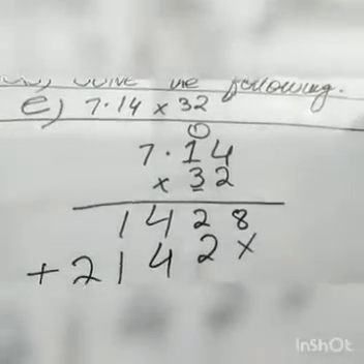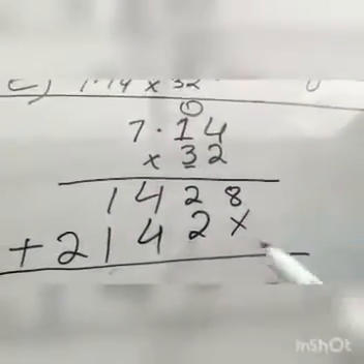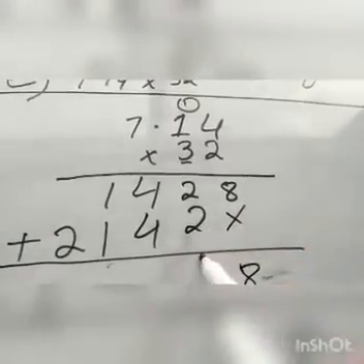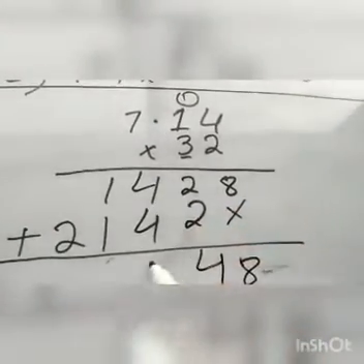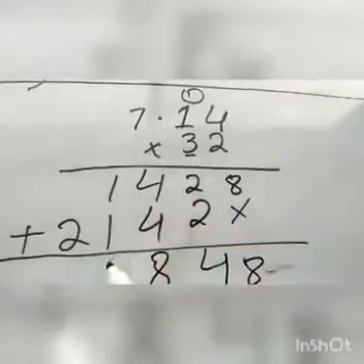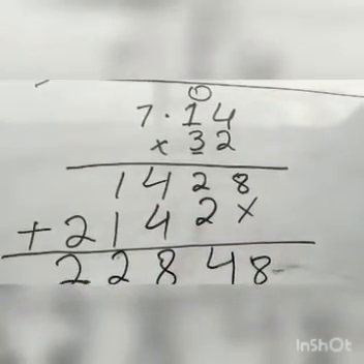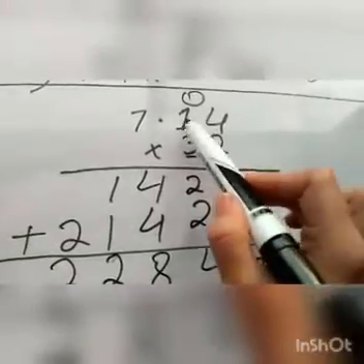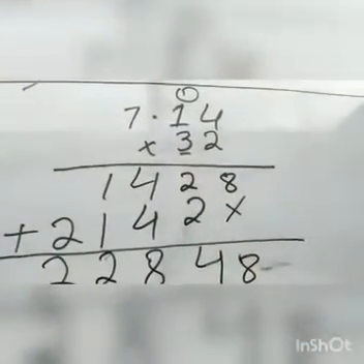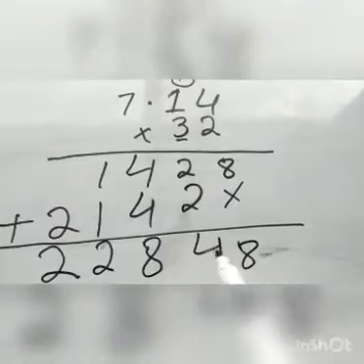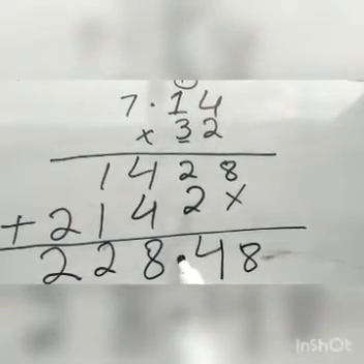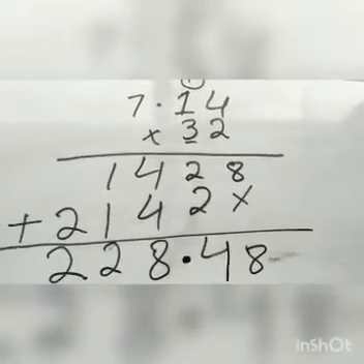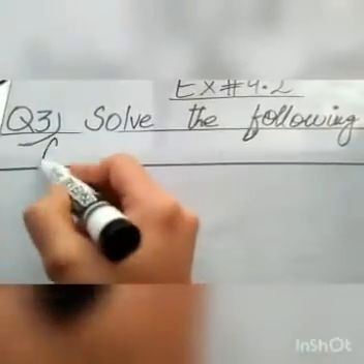Now we need to add together. 8 plus 0 is equal to 8. 2 plus 2 is equal to 4. And 4 plus 4 is equal to 8. 1 plus 1 is equal to 2 and 2. Need to put a decimal point. 2 digit right or behind the decimal, so 1 and 2. We can place our decimal point. The answer is 228.48. Here we have part F.